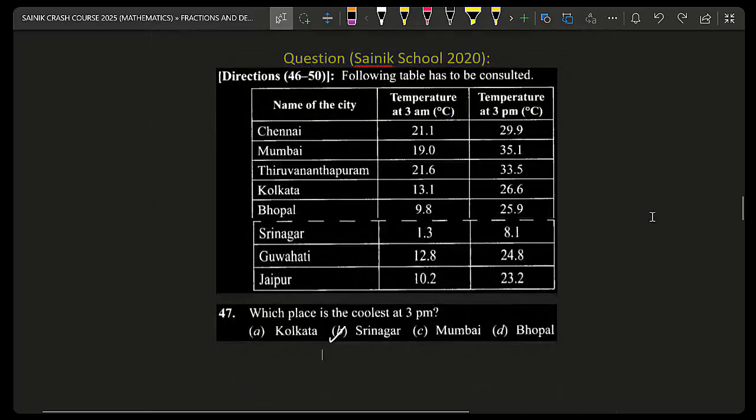Okay, for the 47th question, the answer is B, Srinagar. We go to the next question now. Copy this question also, all of you. Which place is the coolest at 3 p.m.? Yes, I hope this is done. Next question.